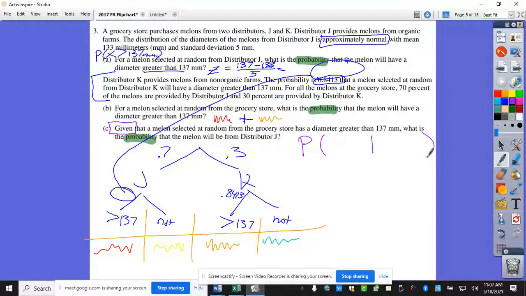So does that go first or second? So that's this answer would go here. What is the probability that the melon will be from distributor J? So this answer is going to be red plus orange as your denominator. What's going to be in your numerator?